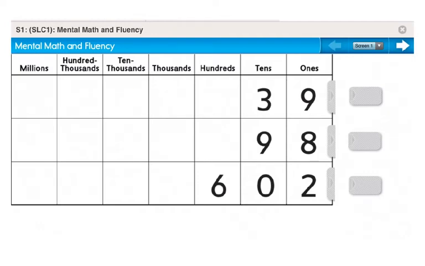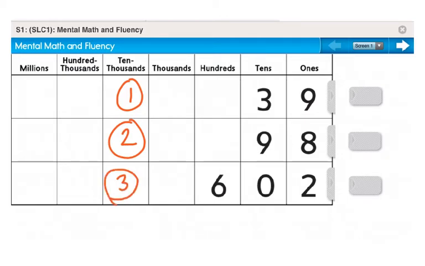On your whiteboard, would you please number 1, 2, and 3. Please tell me on your whiteboard next to number 1, what is the value of the 3? Number 2, what is the value of the 8? And number 3, what is the value of the 6? Go ahead and pause the video and write down your answers.